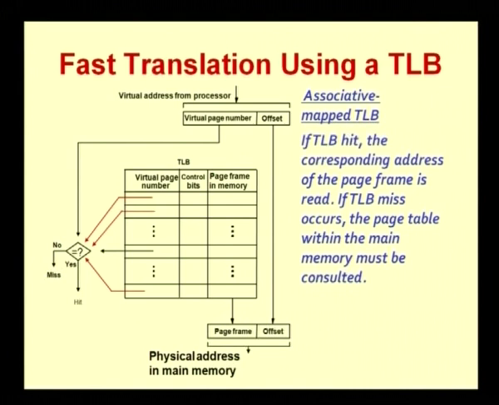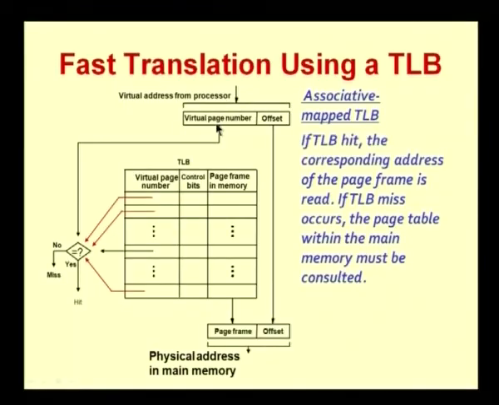So, if we look at the details of how this gets implemented, if we look at how fast translation is done using a TLB, this is the structure that we are showing here, the translation look-aside buffer. What it has is a mapping between the virtual page number and the page frame in memory, that is, the virtual memory address to the physical memory address mapping is present in this TLB. So, this works just like a normal cache.